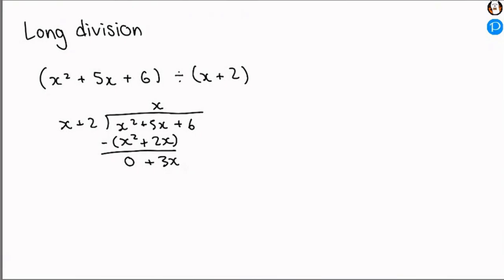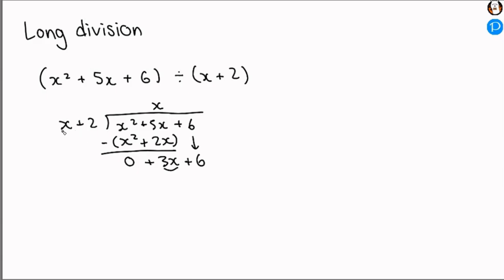We are then going to subtract these two terms from these two terms. x squared minus x squared is going to give us 0, while 5x minus 2x is going to give us positive 3x. Then we're going to bring down the positive 6. And we're going to repeat our steps again.